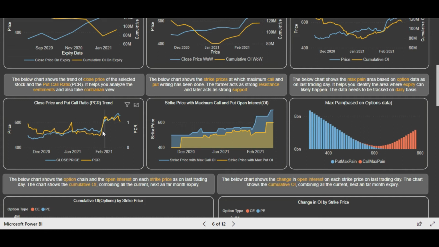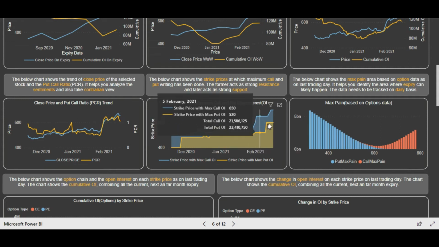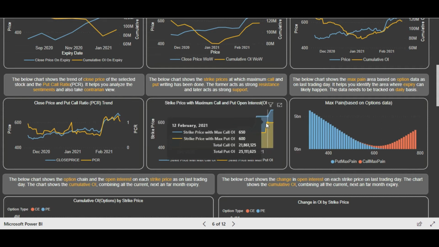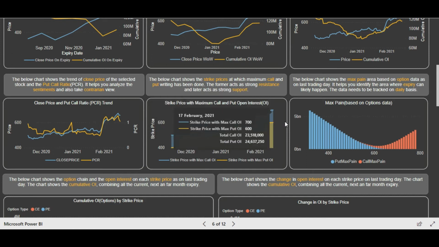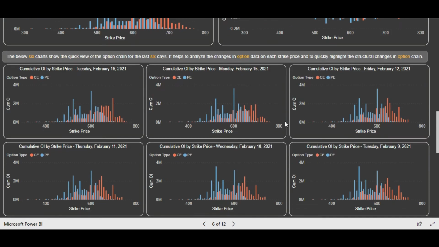PCR level, we also saw a huge jump in PCR level, and then slight variations, but still on the higher side. So PCR is more than 1, which is considered a bullish scenario. And then you see the support also started shifting higher, right? So you see in the past few days the support started shifting higher. So now let's see the option chain data in detail.